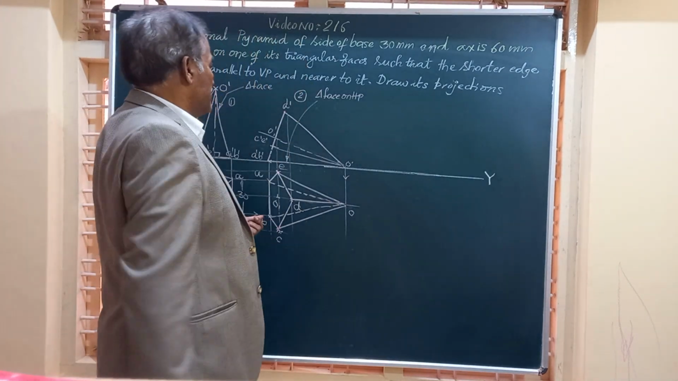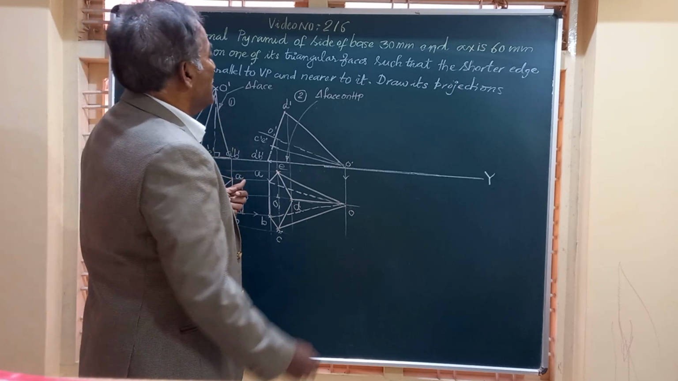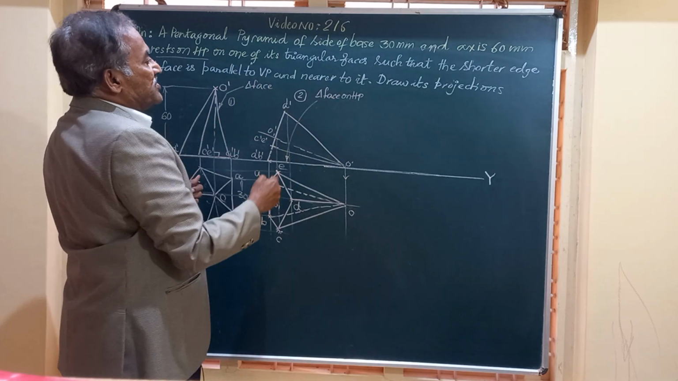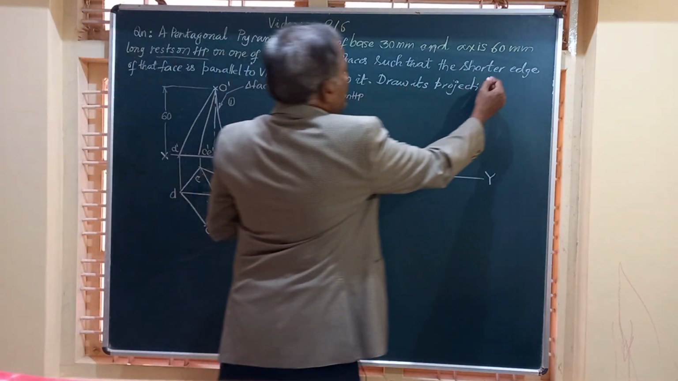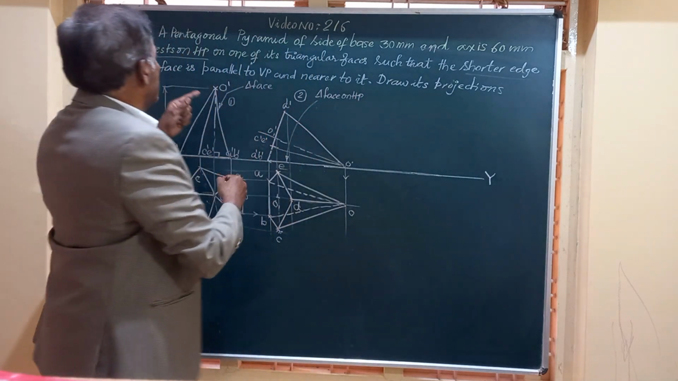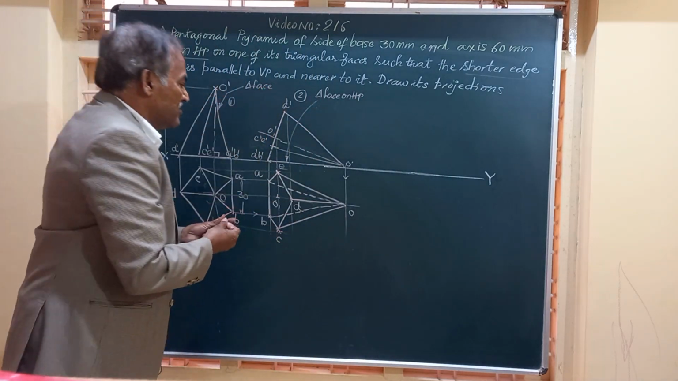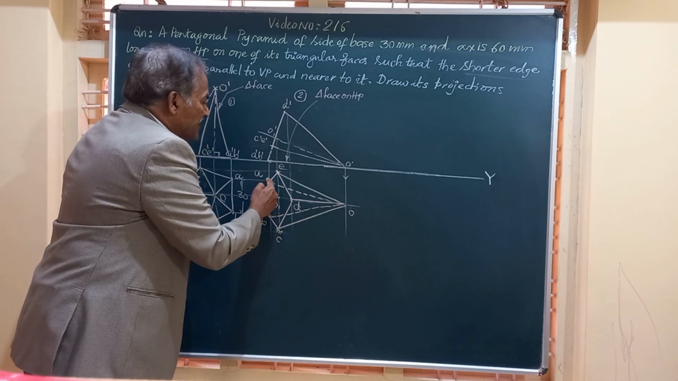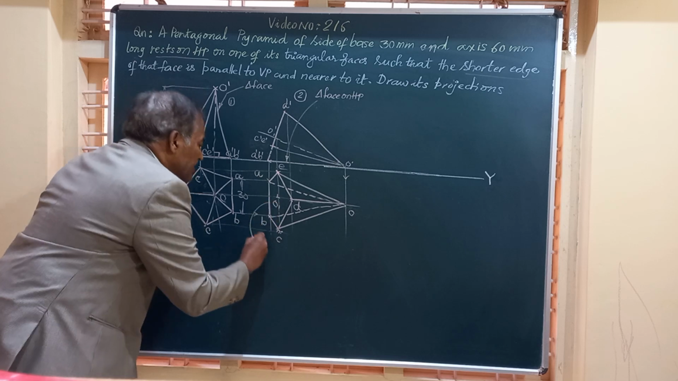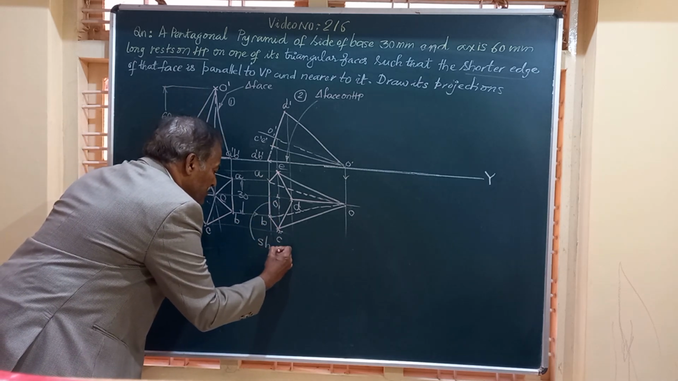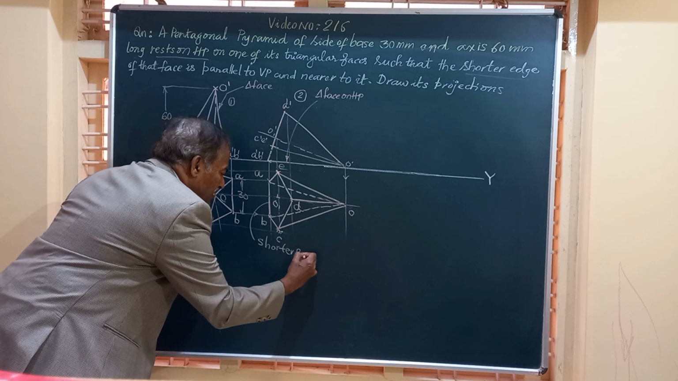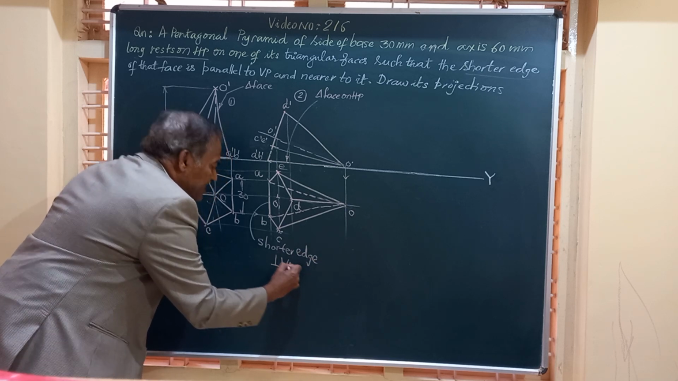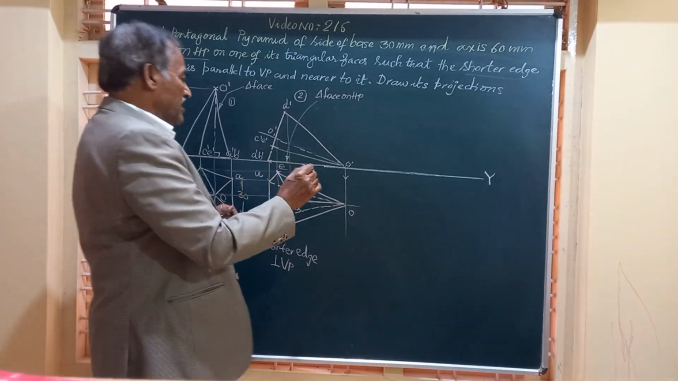Friends, this is how we obtain the top view when the triangular pyramid is resting on one of its triangular faces on HP. But what does it say in the question? Draw its projections when the shorter edge of the triangular face is parallel to VP and nearer. See, the triangular face is OAB. Now, AB is the shorter edge. Here, the shorter edge of the triangle is perpendicular to VP. But the question says it has to be parallel to VP.